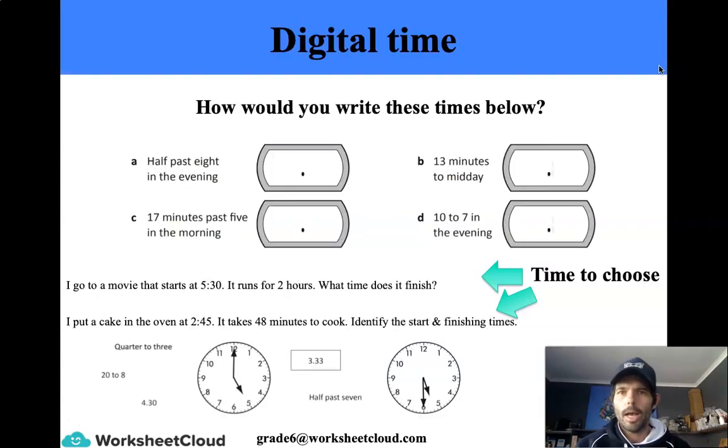Okay, so digital time. How would you write these times below? So have a look at them, and when I ask you to, press pause and see if you can calculate those answers. And then there are two problems for you at the bottom where you need to choose from a list of times to determine which is the correct answer. So go ahead and do those questions, and let's see how you get on.